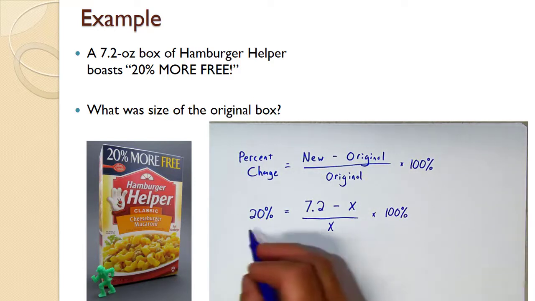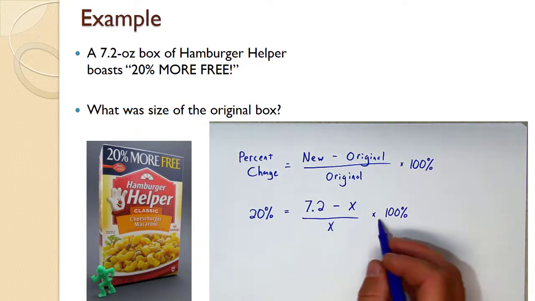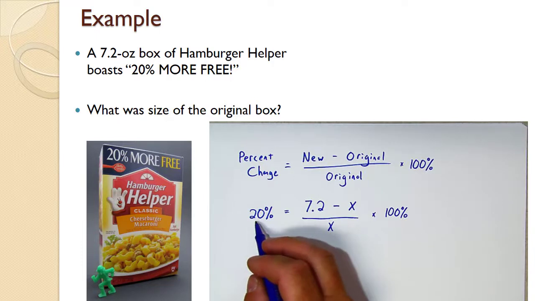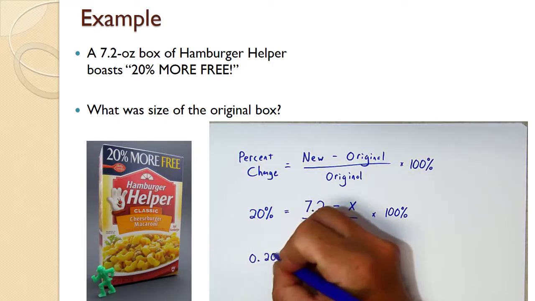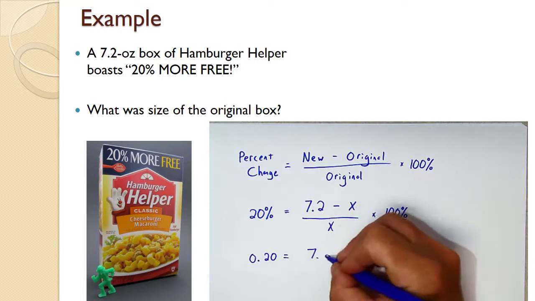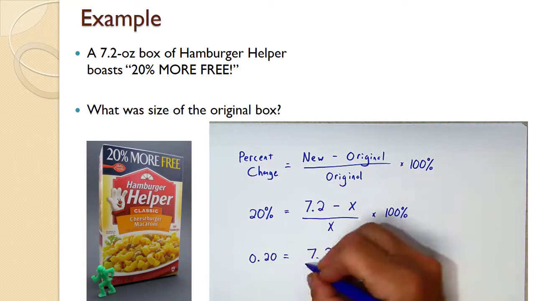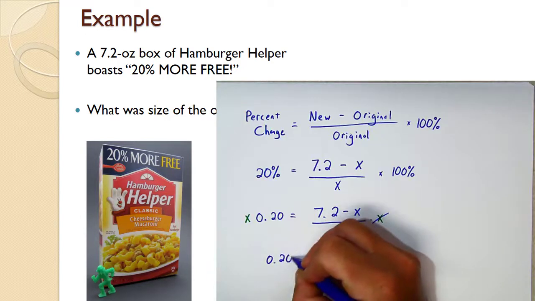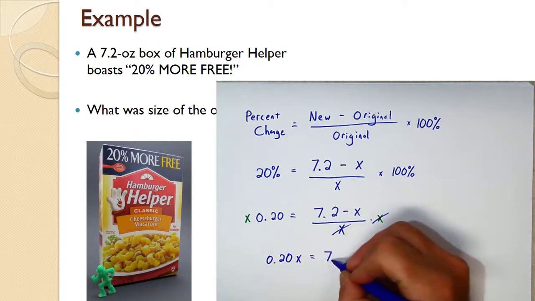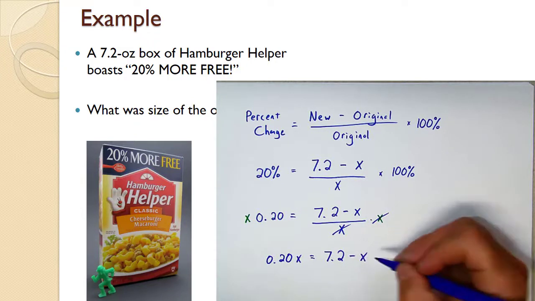Now if we divide both sides by 100, that basically peels this off the right and turns this into a decimal on the left. So we could say 0.20 is equal to 7.2 minus x over x, and we're going to have to do a little bit of algebra here. Let's multiply both sides by x to get rid of this denominator. 0.20x is equal to 7.2 minus x.